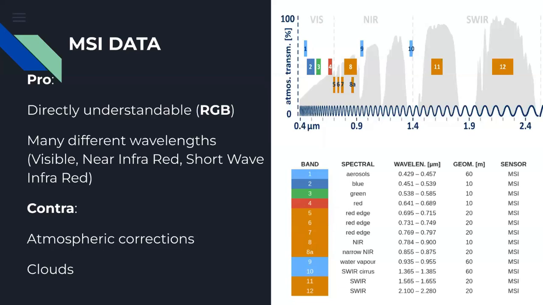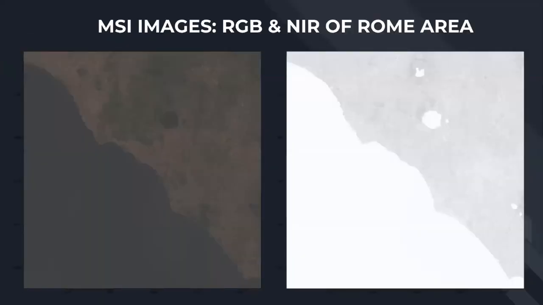But these are examples of multispectral images. This is from the area of Rome. On the left panel, you see Rome, you see the sea, there are lakes, and this is seen in the RGB. So it's just a colored image.